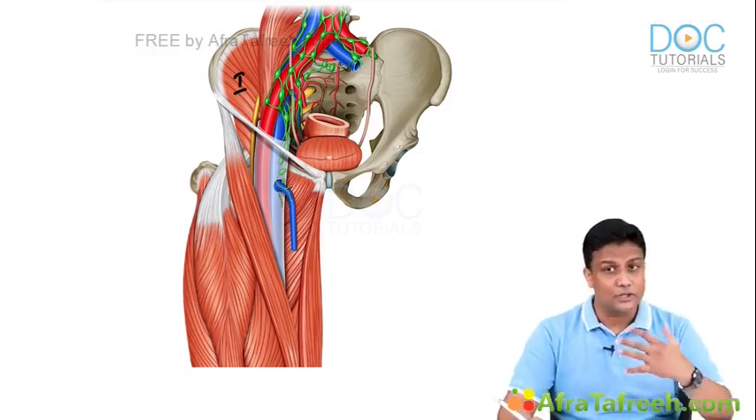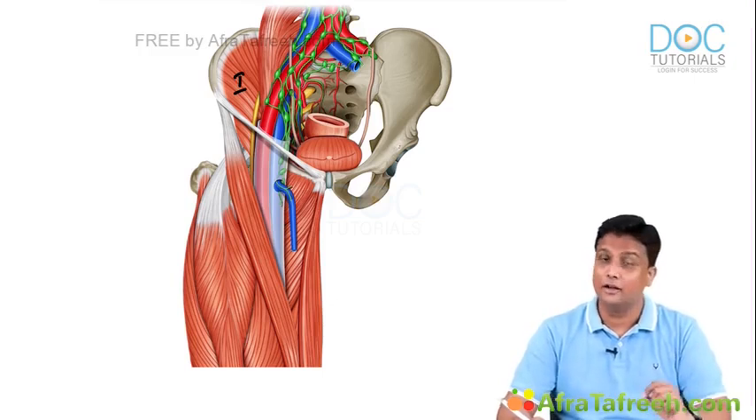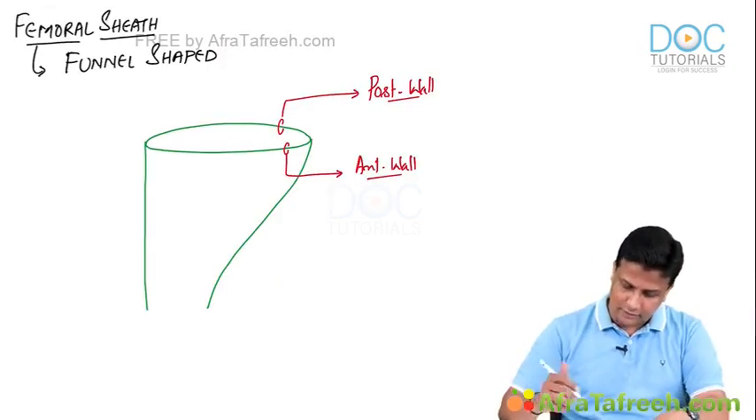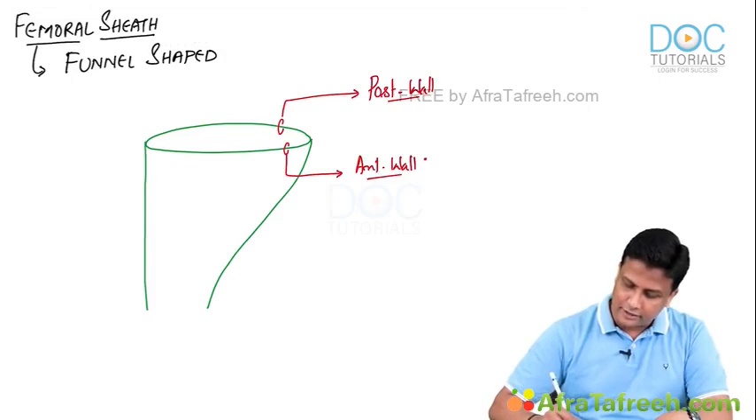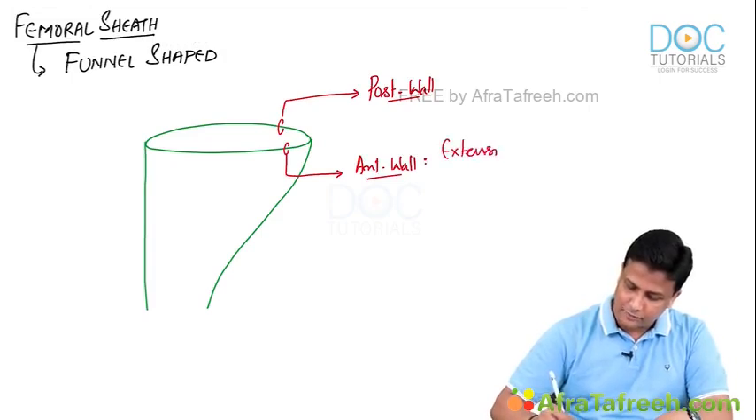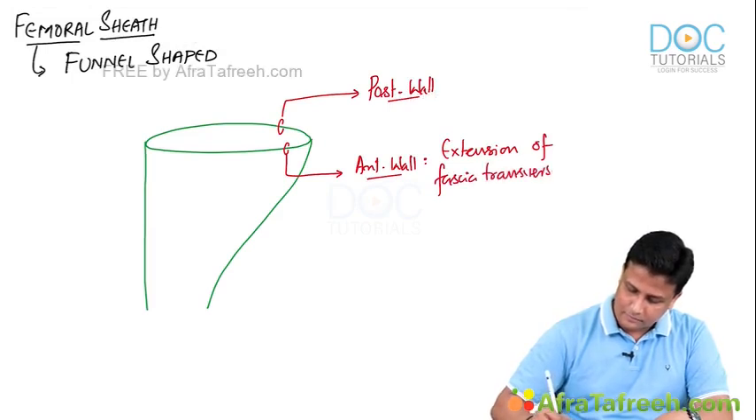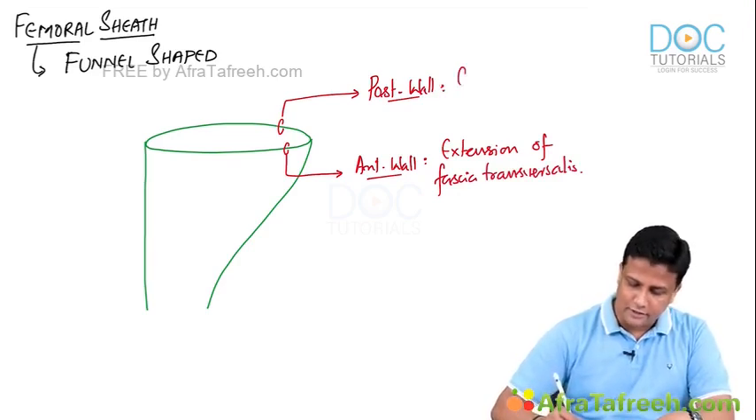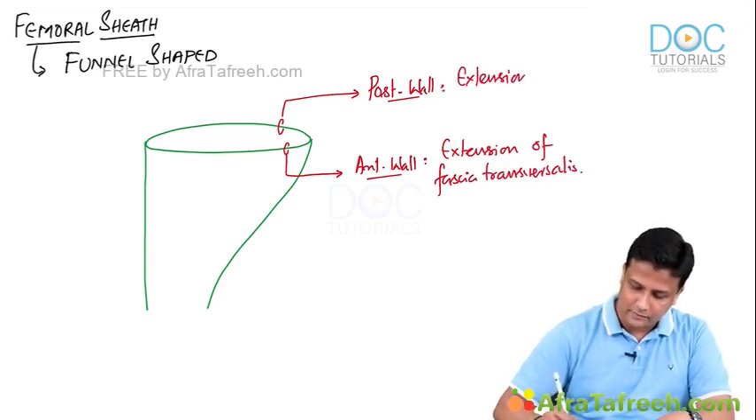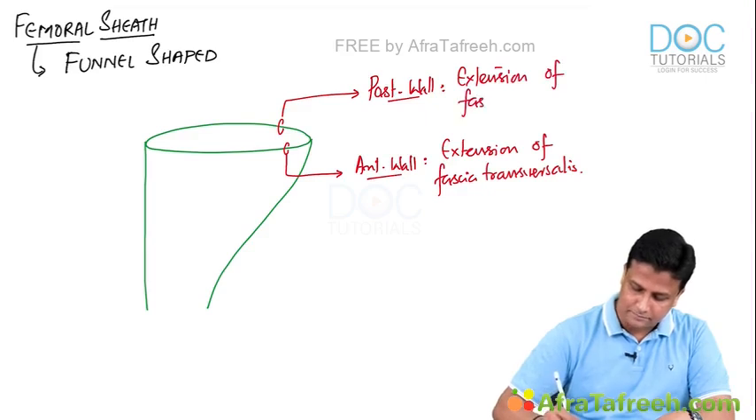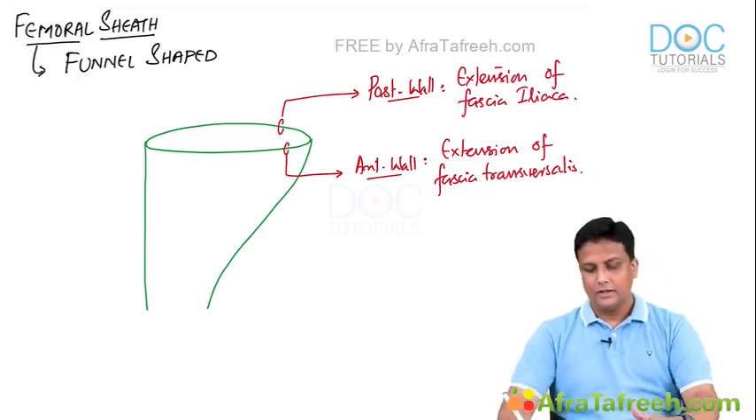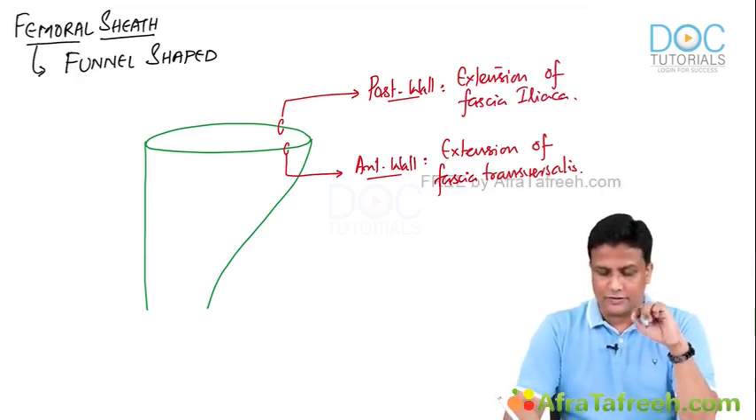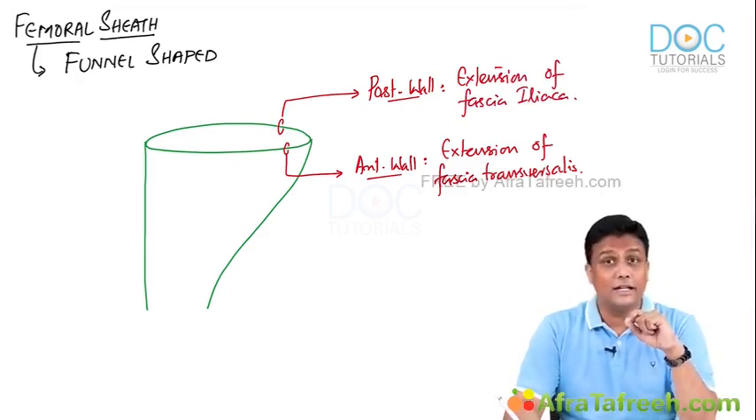That is why the posterior wall is nothing but the extension of fascia iliaca. So let us just write down here. What is the anterior wall made up of, guys? The anterior wall is actually an extension of fascia transversalis, which is in turn extending from the anterior abdominal wall, whereas the posterior wall is actually the extension of fascia iliaca, the fascia which is covering the iliacus muscle, guys. So the anterior wall is the extension of fascia transversalis and the posterior wall is the extension of fascia iliaca.